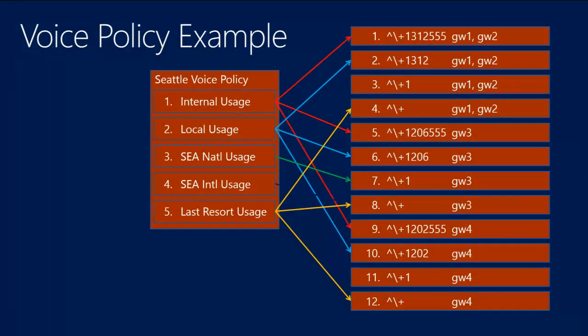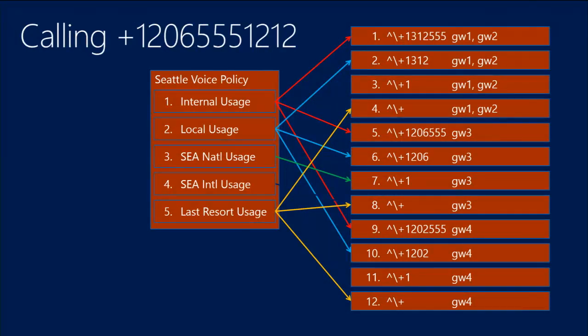So let's take a quick example. My usages, some pattern matches, some various gateways associated with them, right? You follow the lines. The red lines are all in internal usage. The blue, local. You've got that greenish one, Seattle National, Seattle International, and my ever-popular last resort usage. So I want to call this number.